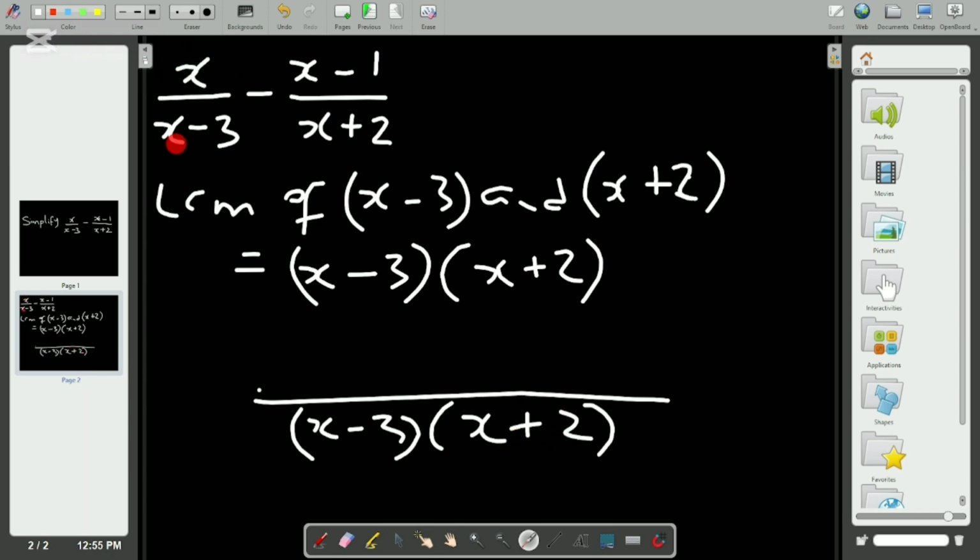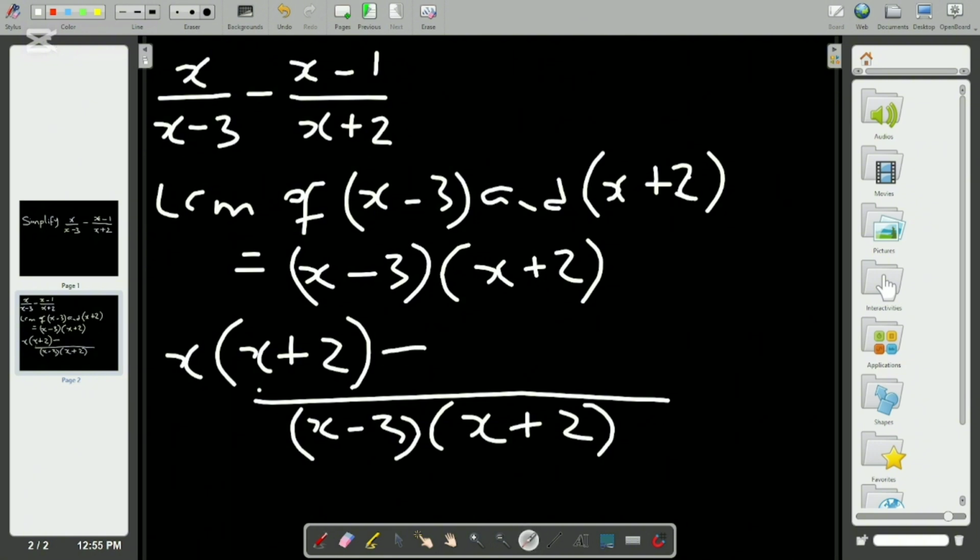I repeat, you use x minus 3 here to divide the LCM so that you cancel x minus 3. It will be left with x plus 2. X plus 2, you now use it to multiply the term that you have up here. So x is going to multiply: you write x, then open brackets, then x plus 2, you close the brackets. Then this minus, you bring it down, so here it will now be minus.